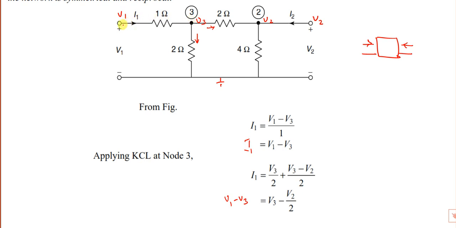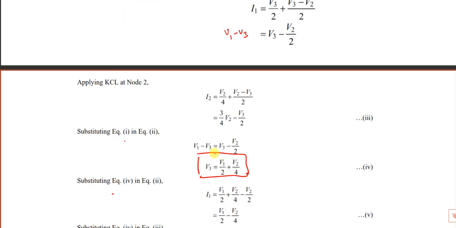So I1 is equal to this minus this. Again, the I1 value in terms of voltage is V1 minus V3 by 1. And you get an expression for V3 from this expression. V1 minus V3 by 1 is equal to half V3 plus half V3 is V3, minus V2 by 2. And if you simplify, V3 is equal to, if I bring it over, we'll write the steps here.